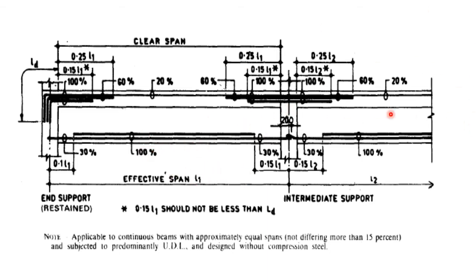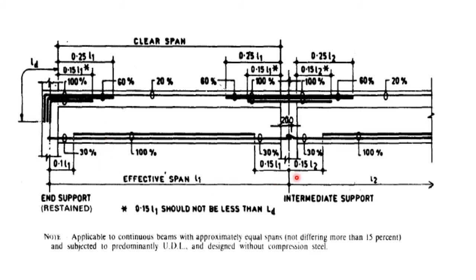If the same clear spans are maintained for all the spans, the reinforcement detail will also be the same. But if the spans are different, even the reinforcement value will change, because in the majority of places, the reinforcement details will be decided based on the effective span.